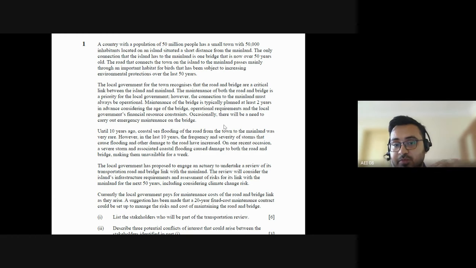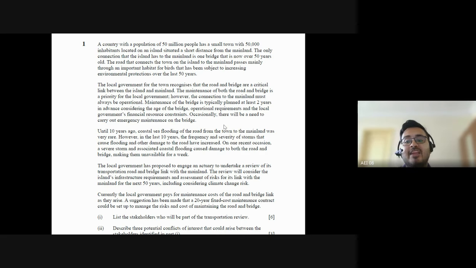So the age of the bridge is pretty old, right? If I'm not planning in advance, and there isn't frequent maintenance, it can potentially go down, something of that sort. So these are the three things which basically put me in a situation wherein I have to plan at least 2 years in advance. All right. Next, it says occasionally there'll be a need to carry out emergency maintenance of the bridge.